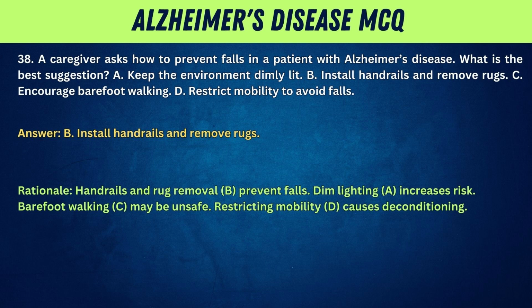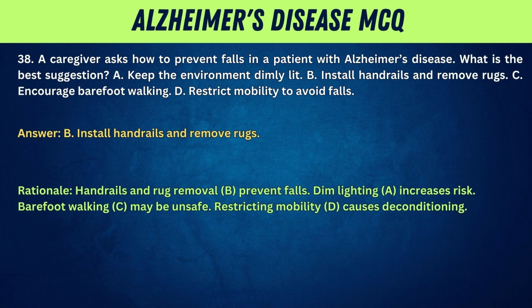What is the best suggestion? A. Keep the environment dimly lit. B. Install handrails and remove rugs. C. Encourage barefoot walking. D. Restrict mobility to avoid falls. Answer. B. Install handrails and remove rugs.